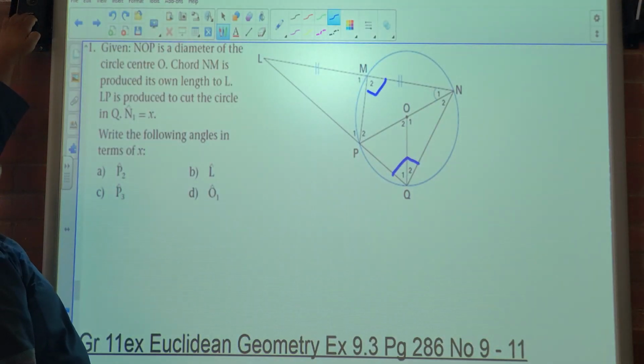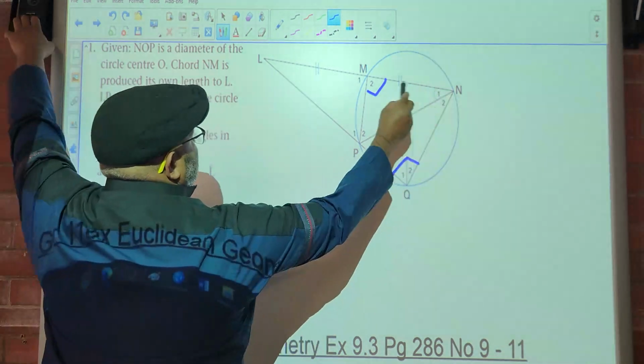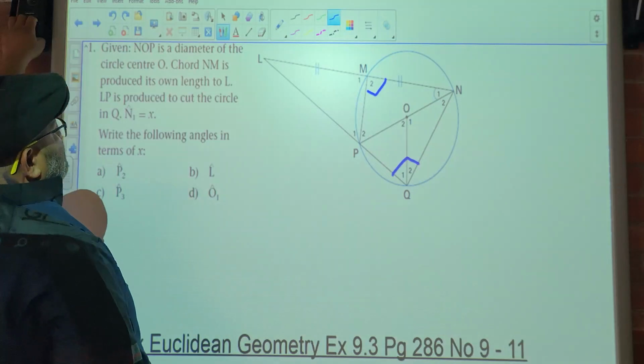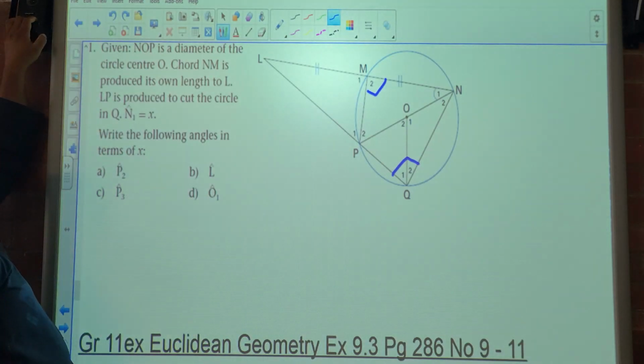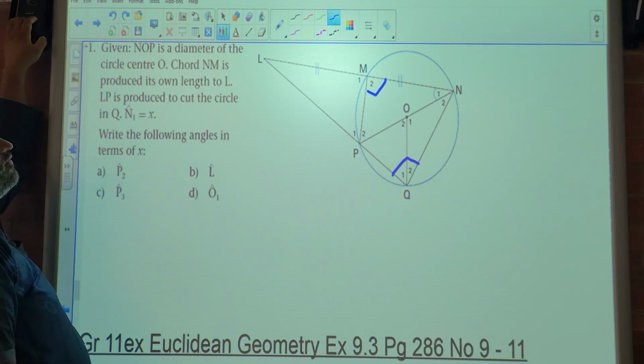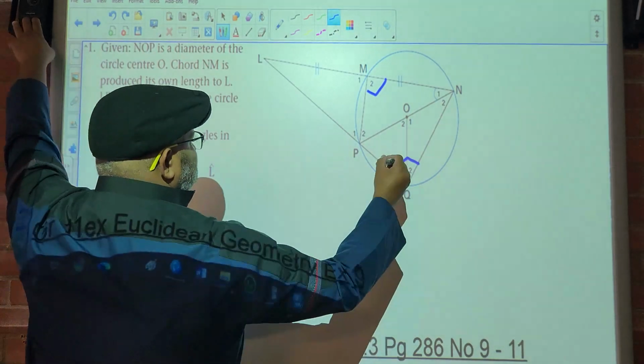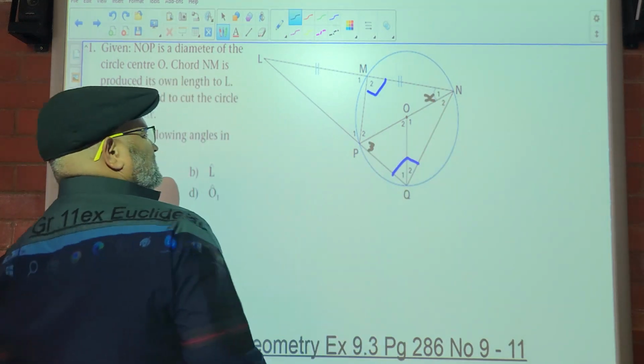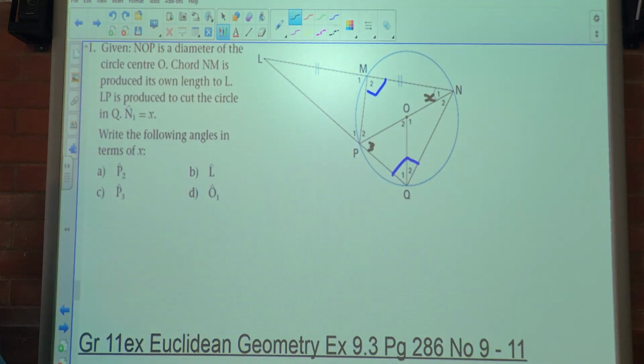Then we are told that MN is produced its own length, which means to say extended to L. LP is produced to cut the circle in Q. Okay? Then N1 is x. So here must be an x, which was not written in. I think there was supposed to have been a 3 there as well. Write the following angles in terms of x.